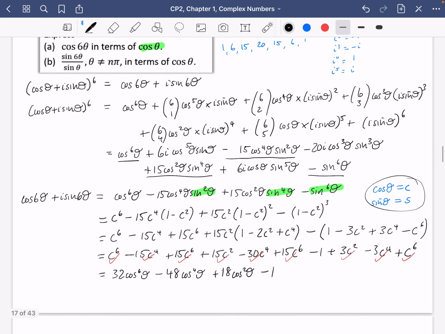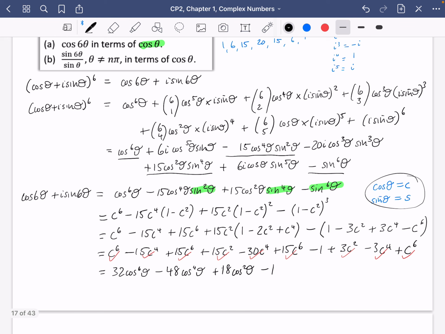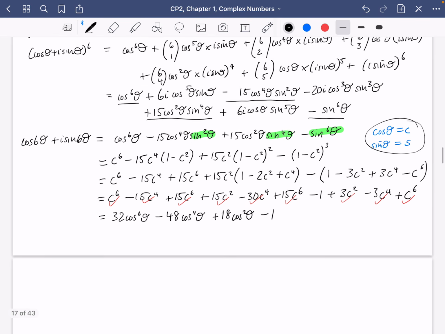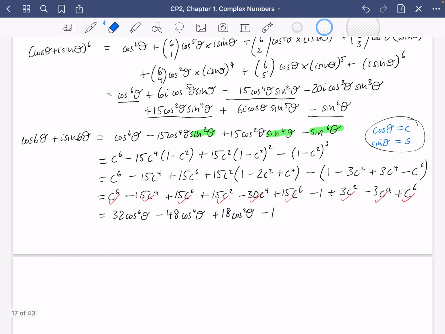Okay, and then it wants us to work out what sine of 6 theta over sine theta is in terms of cos theta. So, hang on a second, have I just grabbed the real parts? Yeah, this shouldn't actually say all of this. This should have said that cos of 6 theta is equal to this. It's just talking about the real parts that I've got. So everything I wrote there was the real parts.